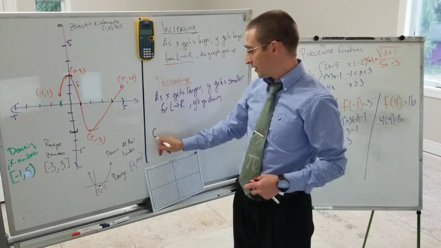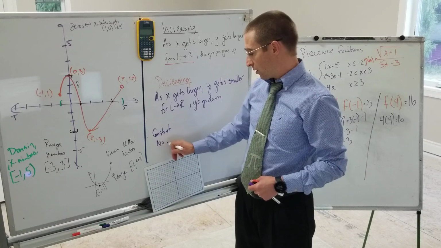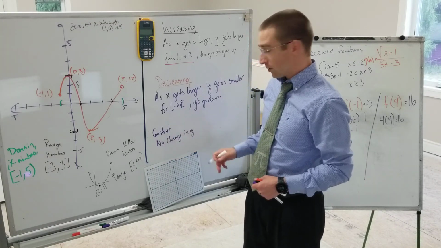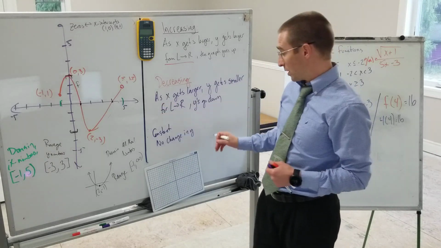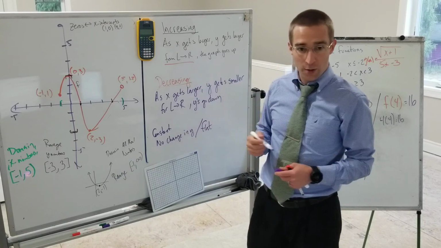And then constant, basically no change in y. As x gets larger, there's no change in y, slash, it's flat. It's just not going up or down.